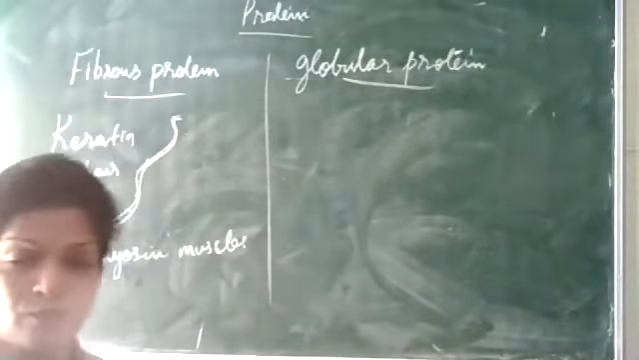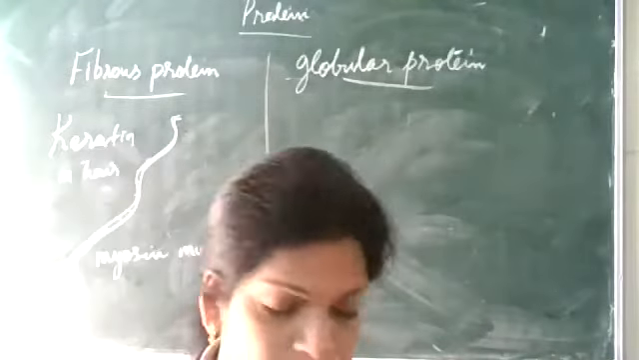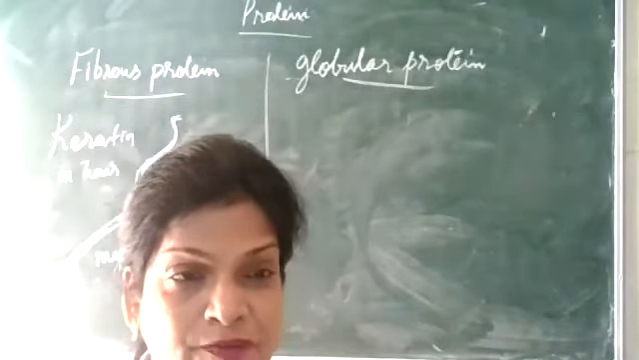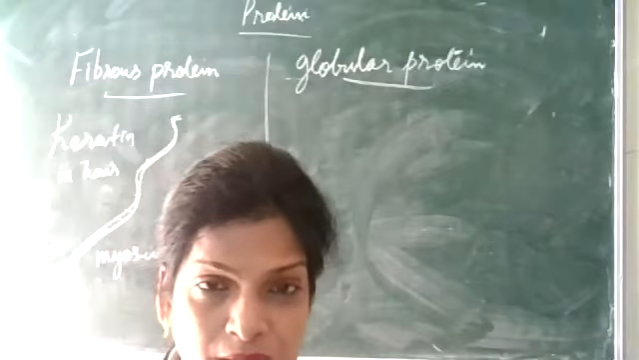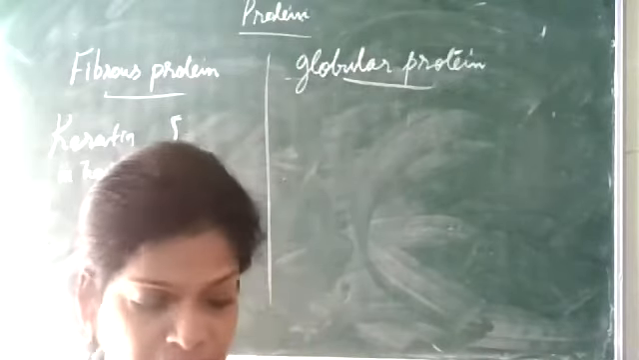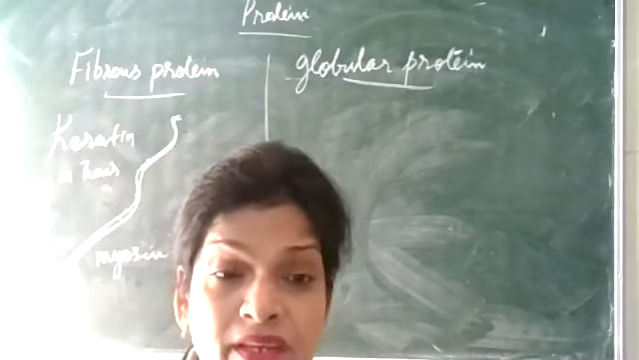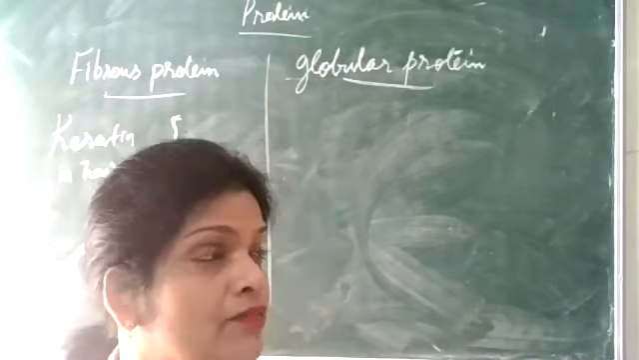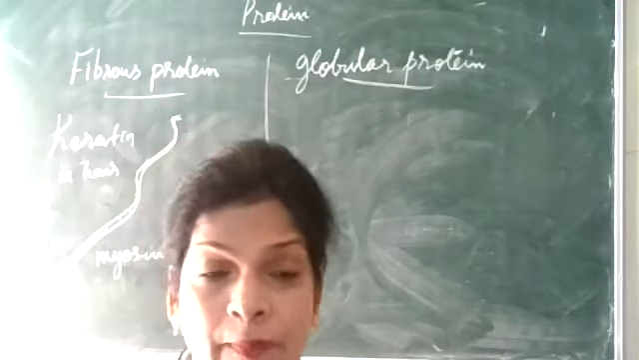Keratin in hair, wool, silk, and myosin in muscles are examples of fibrous protein. Now, globular protein. Example: albumin of egg. Albumin and insulin are globular proteins.